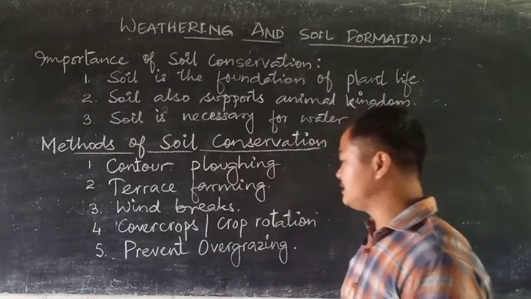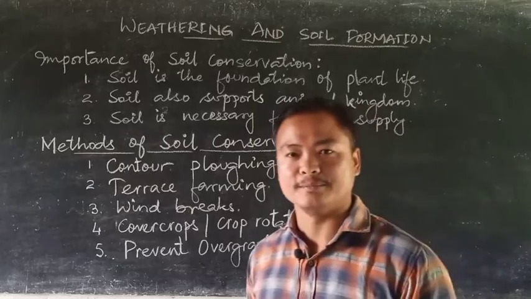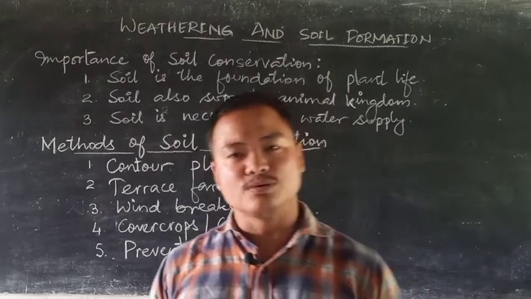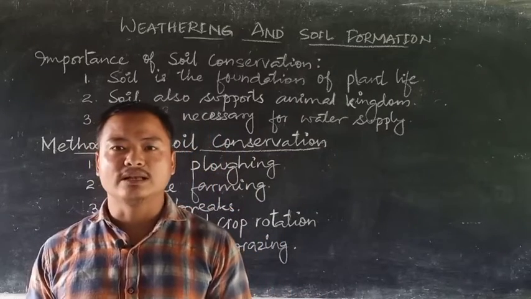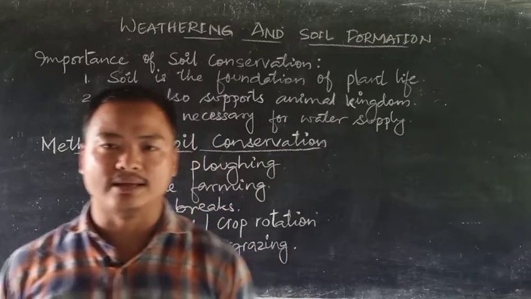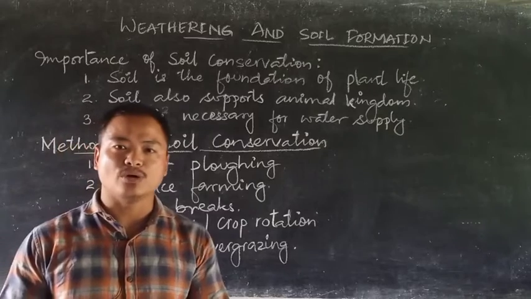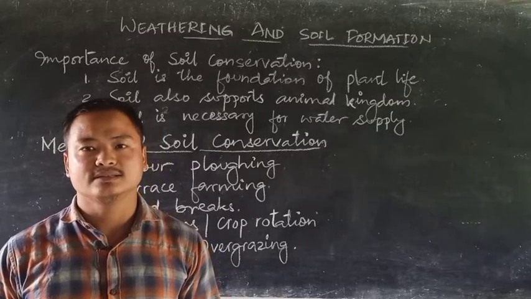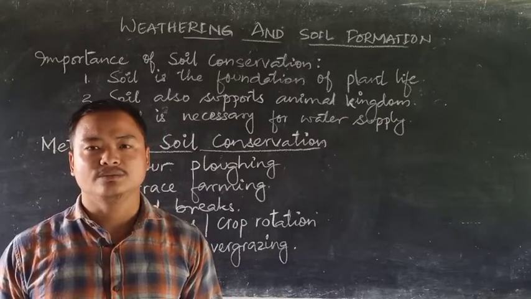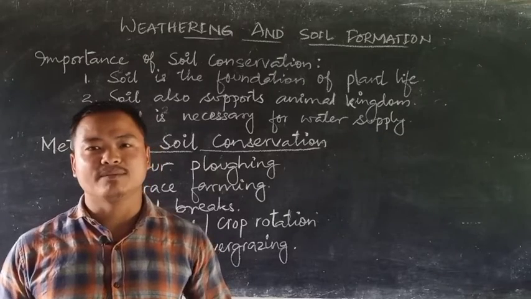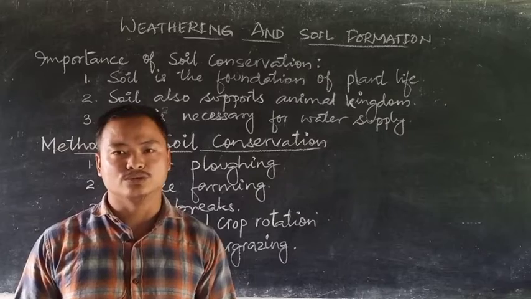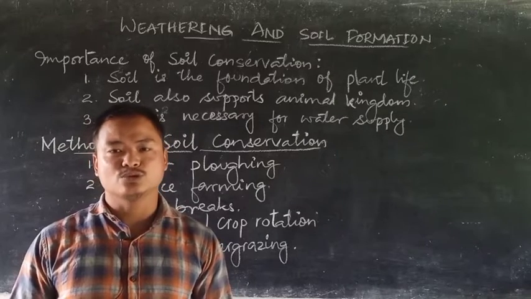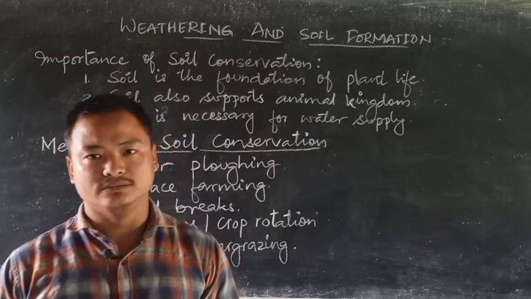Then the last one to be discussed is preventing overgrazing. Overgrazing is mostly caused by animals. While grazing on a particular farmland, the animals happen to uproot the grass. With the grass uprooted, the land remains open and hence soil erosion takes place. So no overgrazing should be allowed.